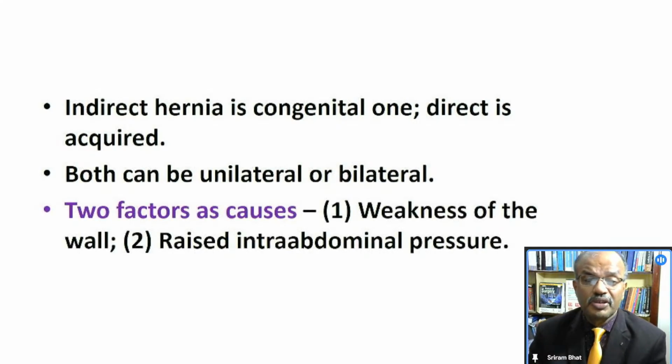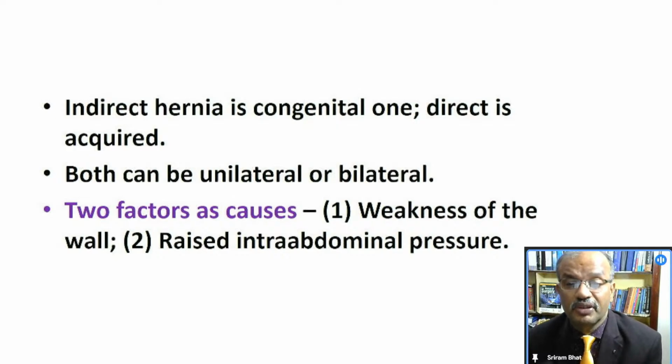Next. So, what causes hernia? Two factors cause hernia. One is weakness of the wall. I said already, it is a protrusion through a containing wall. So weakness of the wall is important, and for the content to push through, intraabdominal pressure should rise. These two factors are very important, and you should be able to give this answer: weakness of the wall and raised intraabdominal pressure. These are the two factors which cause the hernia.